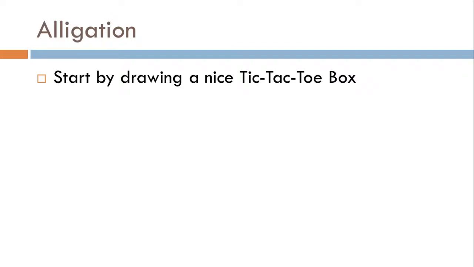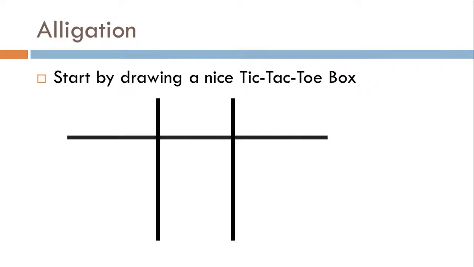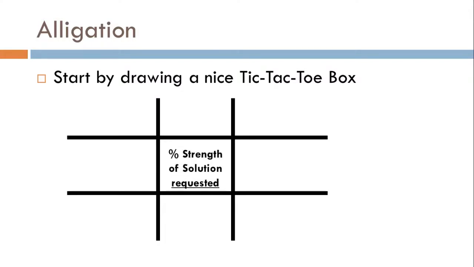The easiest way I can tell you to do it is we are going to draw a tic-tac-toe box. We have a nice tic-tac-toe game playing surface there, you can see. Don't get too distracted by it. The first thing you're going to do is get the strength requested. In my example earlier, the doctor requested a 12% solution. We'll put a 12 right there.